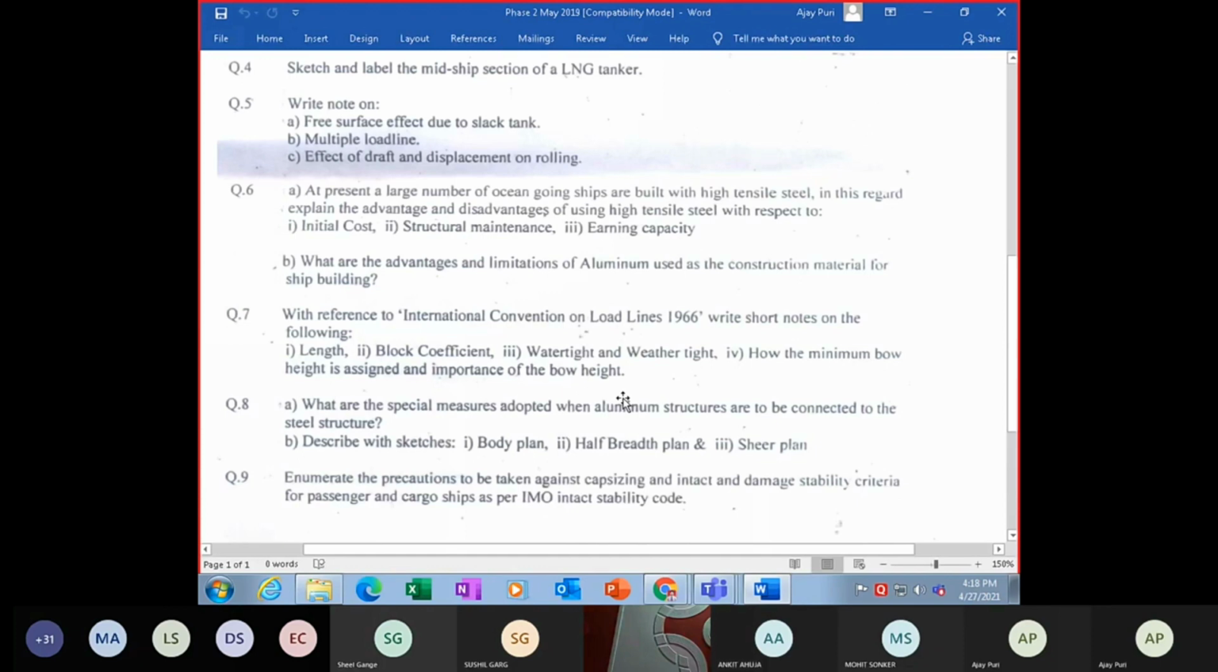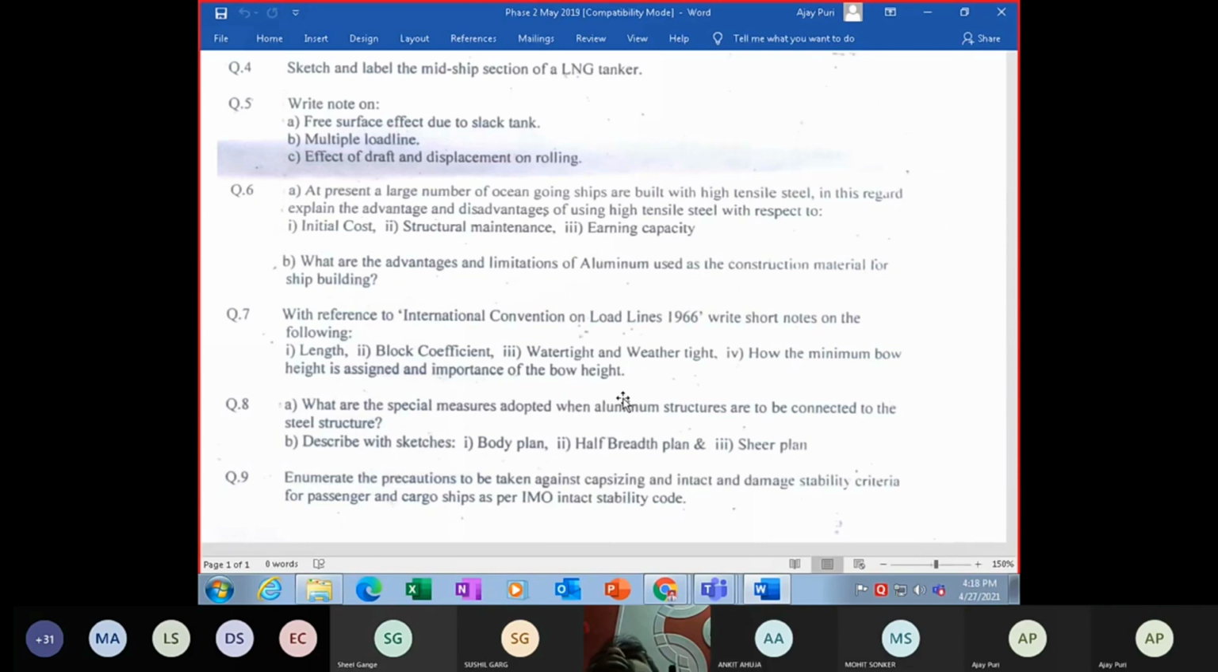Basis length. So for length you have to explain 96% at molded depth, 85%, or length between perpendiculars. You have to write what is block coefficient, and explain it with the formula. Watertight and weathertight basis the uppermost continuous deck. How is the minimum bow height assigned, and the importance of bow height, with diagrams. Basis sheer and flare, both the points. You have to explain both.